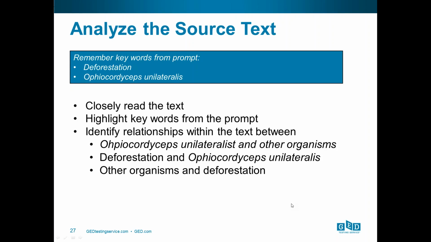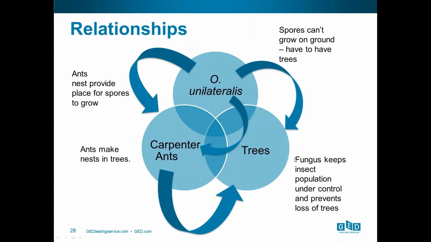So that leads me to saying, okay, let's look at some relationships. And I think we have a little graphic here that kind of shows all the different things. If you haven't read the actual source text on this in a while, you may want to go back and take a look at it. But basically, what we see is there are these relationships going on between O unilateralis, carpenter ants, and trees. And now we know that trees are important because we're talking about how deforestation, or losing those trees, is going to impact everything. So I need to know how all this is related.